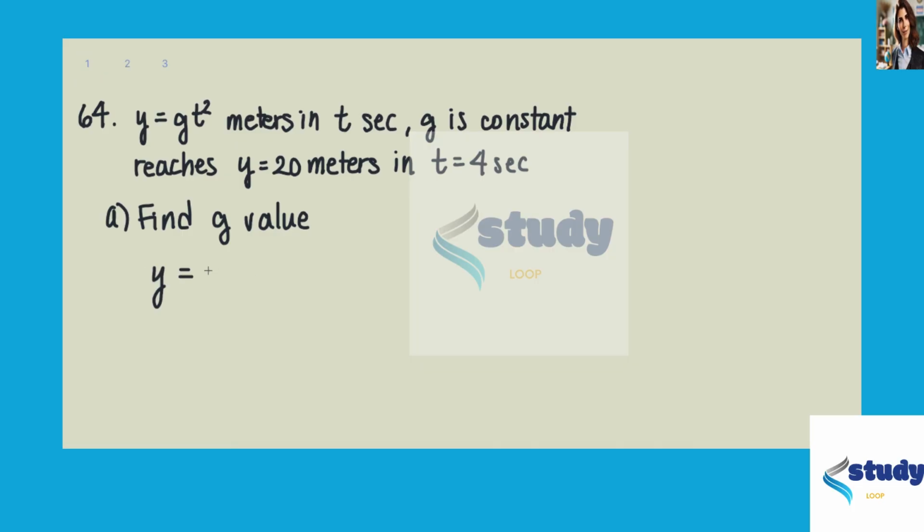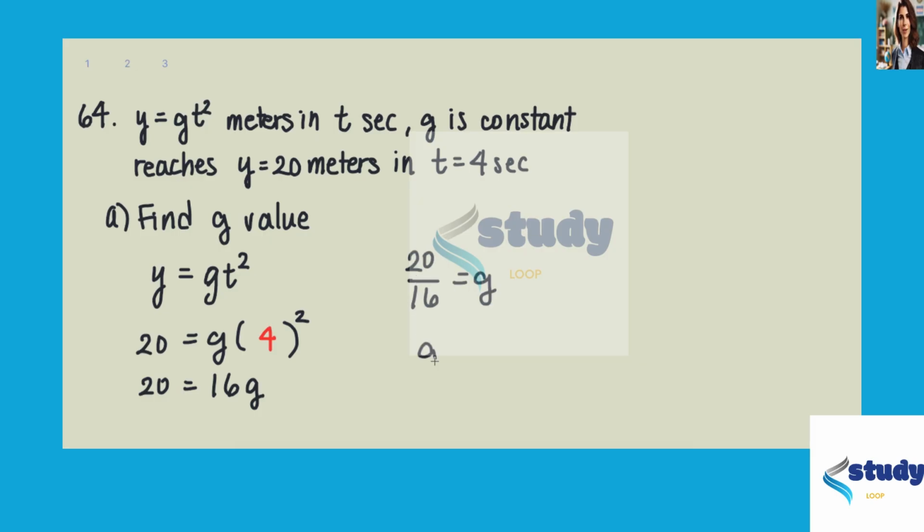So what we're given is y equals gt squared. We know that at t equals 4 seconds, we are at 20 meters. Therefore, 4 times 4 is 16, so 16g equals 20. 20 divided by 16 is equal to g. And when we simplify, we get 5 over 4 as our g constant right here.